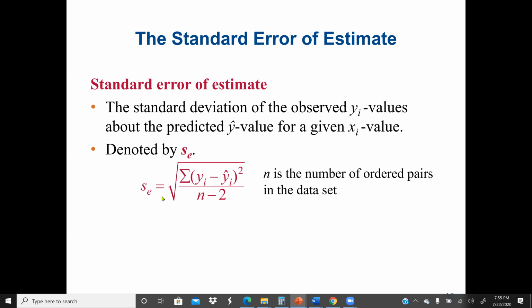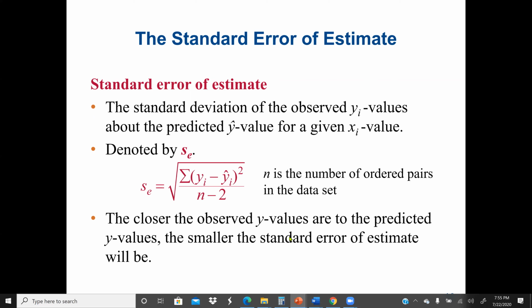So this is the standard error. The standard error is the standard deviation of the observed Y values about the predicted Y value for a given Xi value. Xi will be our independent variable. So the closer the observed Y values are to the predicted Y values, the smaller the standard error of the estimate value. Now, if at some point the actual value of Y and the predicted value of Y are the same, then our standard error will be 0. So the standard error gets bigger when the difference between the actual value and the predicted Y value is large.